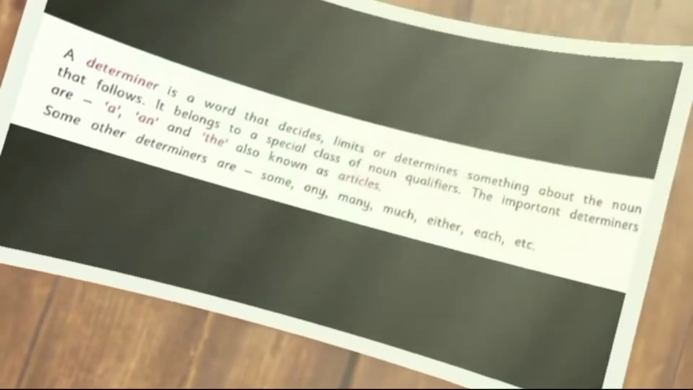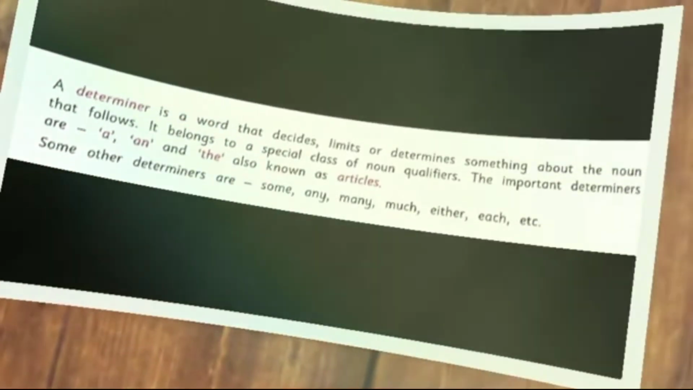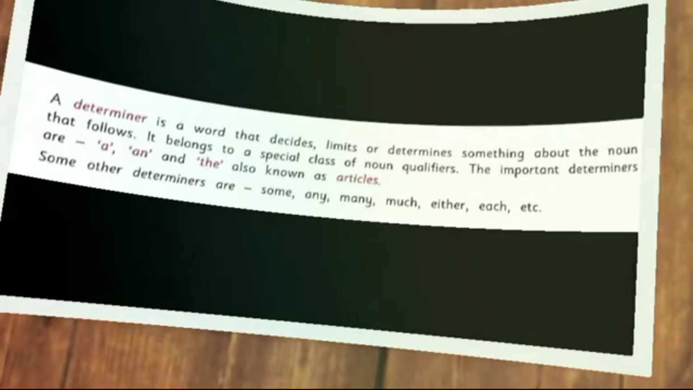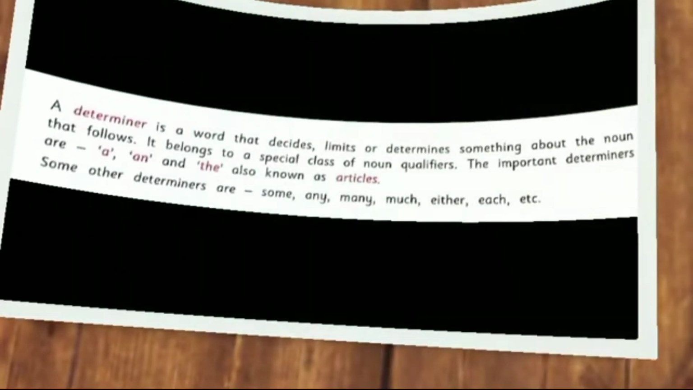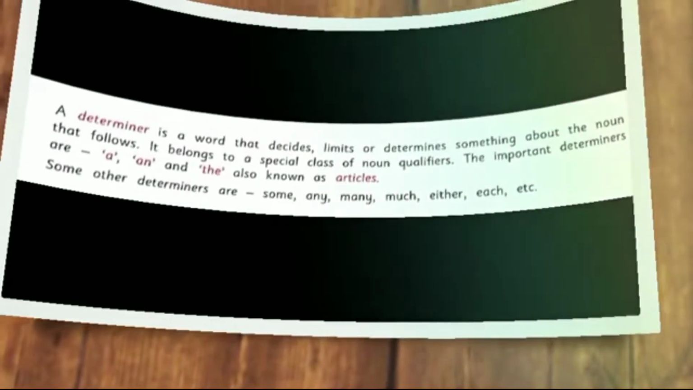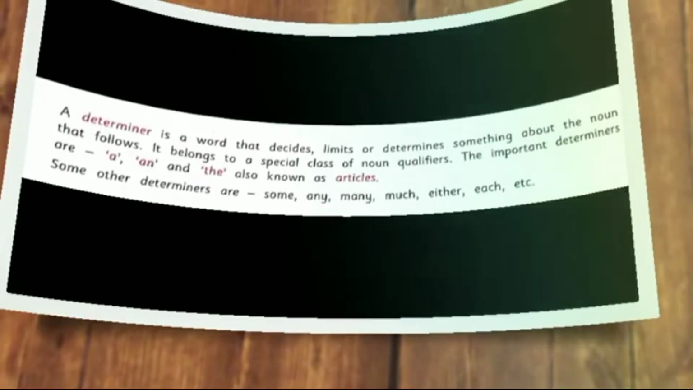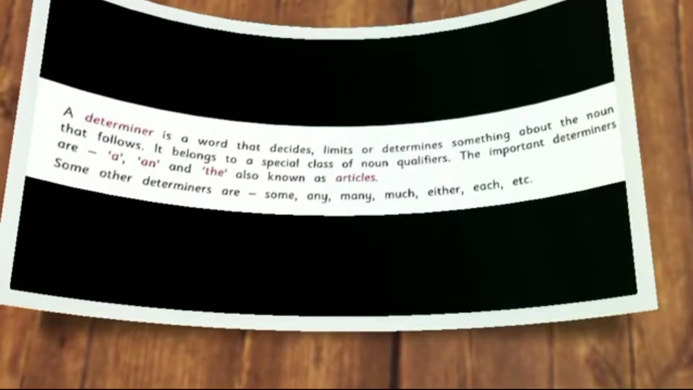A determiner is a word that goes before a noun to limit, decide or determine its meaning. Important determiners are a, an, and the. Some other determiners are some, any, many, much, either, each, etc. Is it clear? Okay.